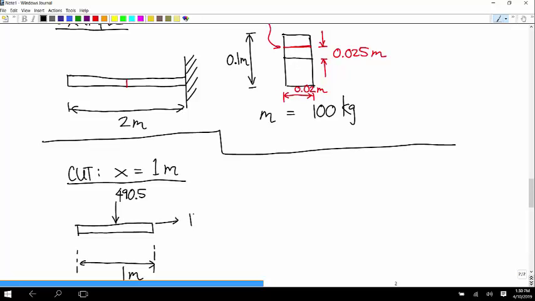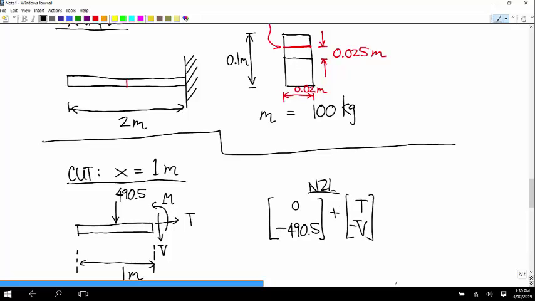And then we have the tension, shear force, and bending moment. So Newton's second law says 0, negative 490.5, plus T, negative V, is equal to 0. And so T is 0. We saw that that was going to be the case. And V is negative 490.5.